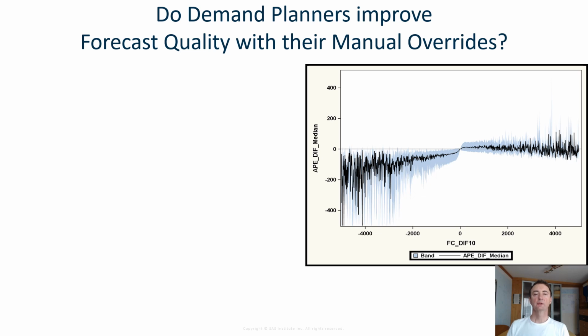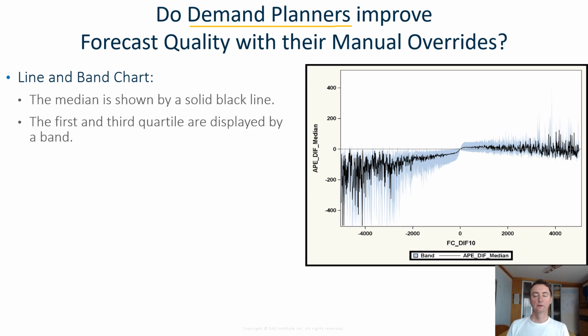Let's now finally come to the discussion of whether demand planners really improve their forecast quality with their manual overrides. Let's take a look at the graph that we have here on the right. I created a line and band chart where the line shows the median of forecast differences between the statistical forecast and the manual forecast, which is created by the demand planner. And the band shows the first and the third quartile of this variable.